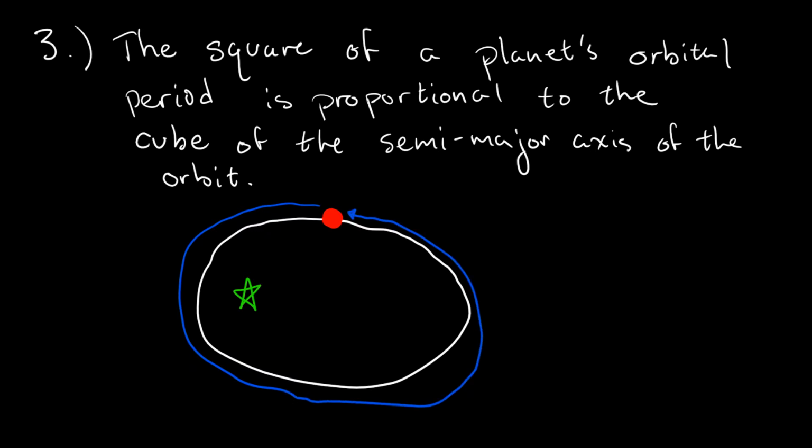So the time it takes, I'll call this delta t. I'll define this as a capital T. That's the orbital period. So it's the time that the planet takes to go one full orbit around the star.